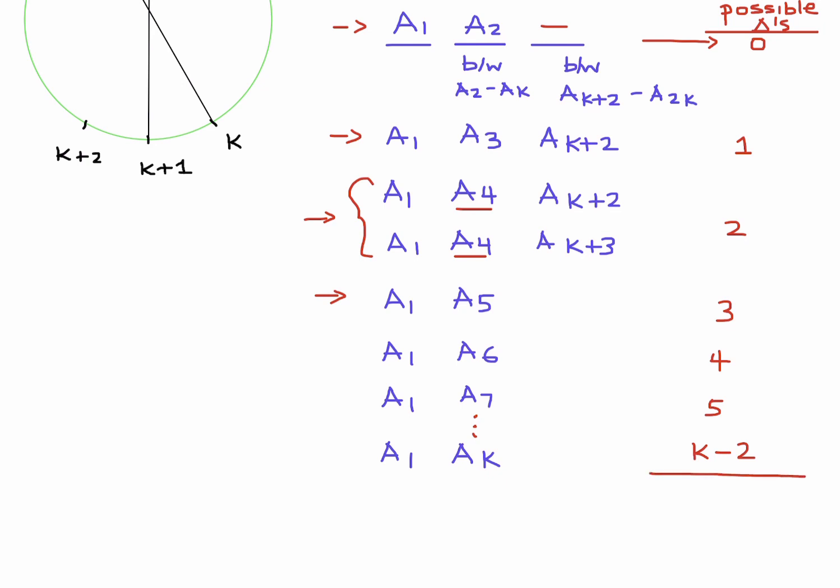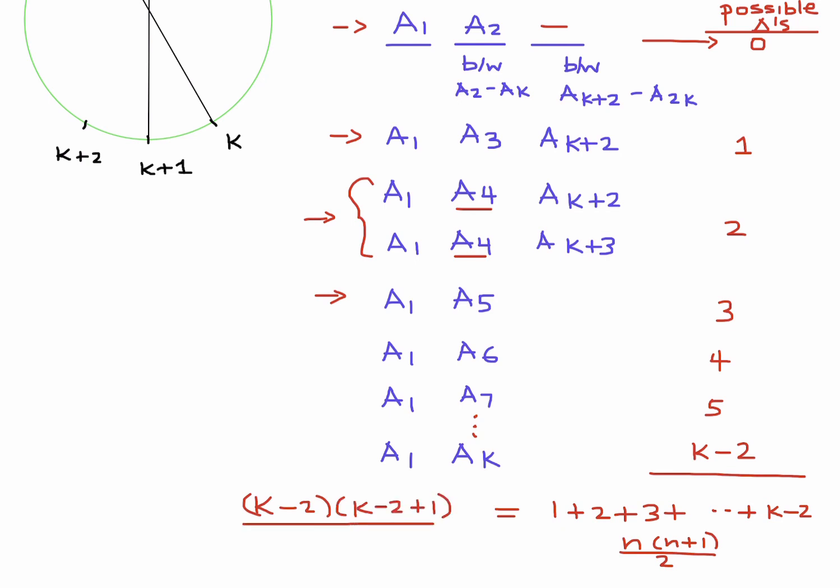So to add up all of these, it's really just the sum of 1 plus 2 plus 3 all the way up until K minus 2. And you all remember that formula, right? If you're adding consecutive numbers from 1 till n, it's n times n plus 1 over 2. So if you use that, this is going to be K minus 2 times K minus 2 plus 1 all over 2. And that is K minus 2 times K minus 1 all over 2.